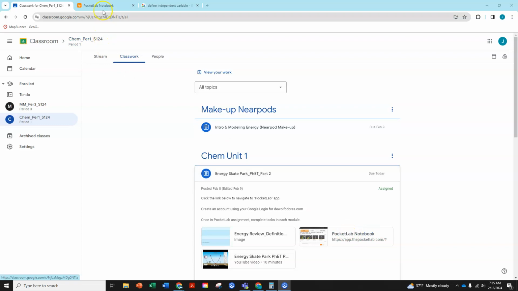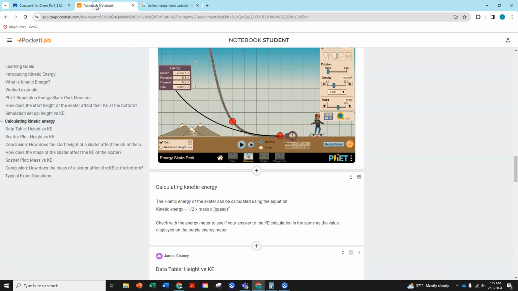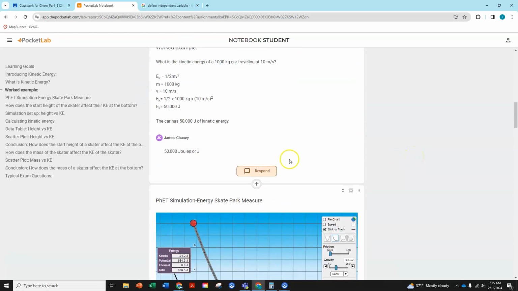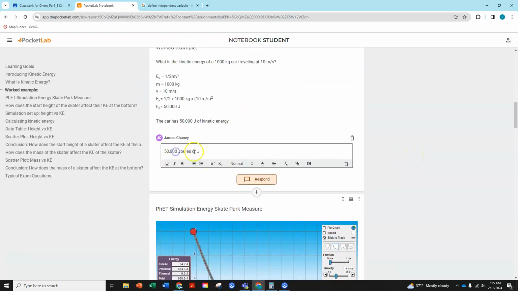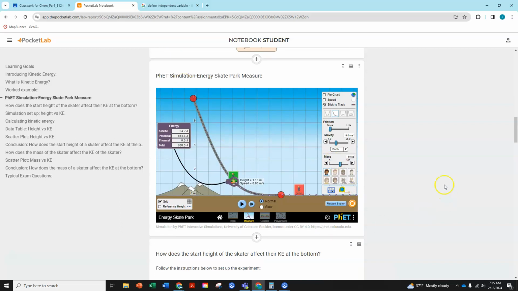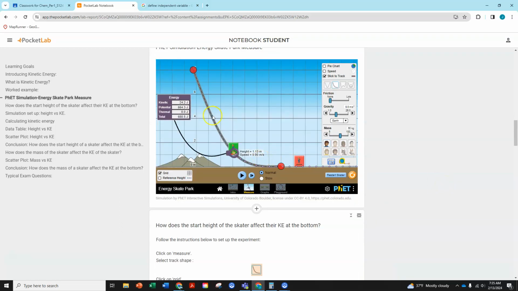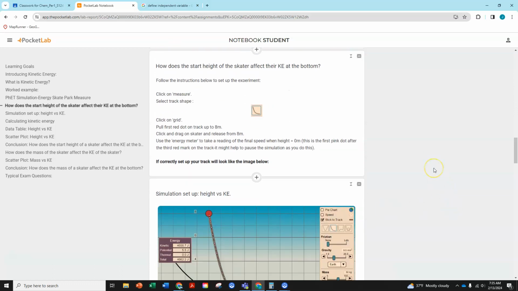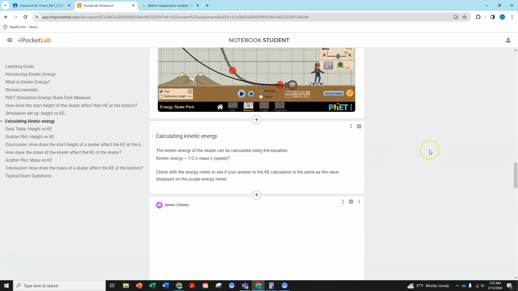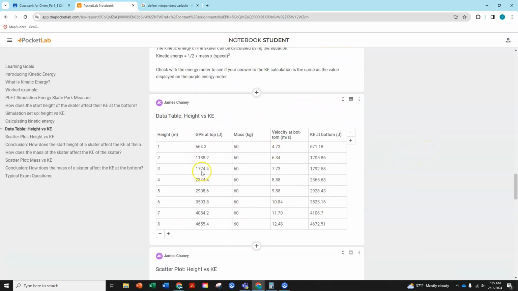You'll be clicking on that using your Google credentials to get in, and this is my student-looking view, and we've already answered this question. You've made sure that you put the answer into this respond. You have designed your skate park, right? For the trials that we did, trials 8, 7, 6, 5, 4, 3, 2, 1, and this table right here has been filled out.